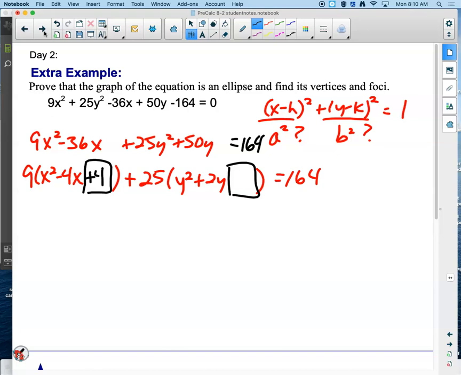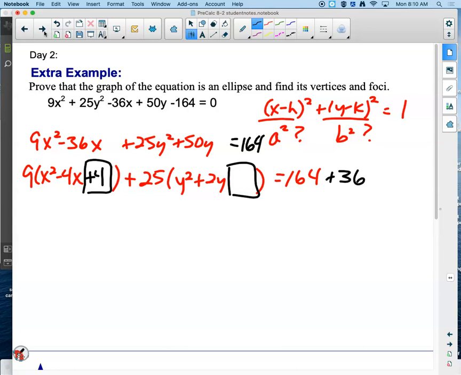But then I realize I'm not just adding 4 to the left side, because I have this awkward 9 out here. And 9 times 4 would be 36. So I just added 36 to the left-hand side. I'm going to have to add 36 to the right-hand side as well.